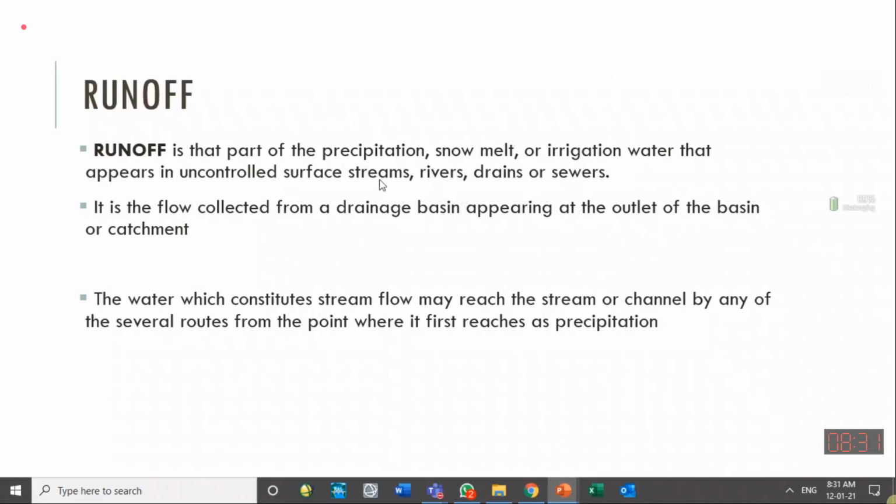Usually in the natural streams, natural rivers, we say they carry fresh water because they are carrying water from the precipitation, from the snow melt. But usually drains, especially man-made drains in the urban environment, carry low quality water. So another definition of runoff is the flow collected from a drainage basin.